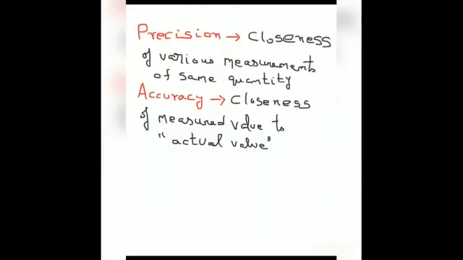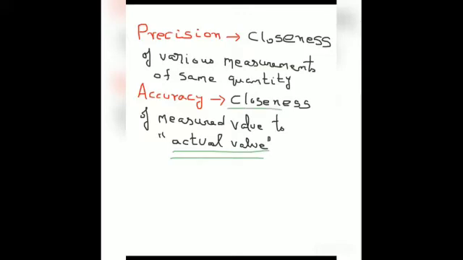Now let us go to the topic of precision and accuracy. What is precision and accuracy? In chemical calculation, precision and accuracy are very, very important. So what is precision? Precision refers to the closeness of various measurements for the same quantity. Accuracy is the agreement of a particular value to the true value of the result.